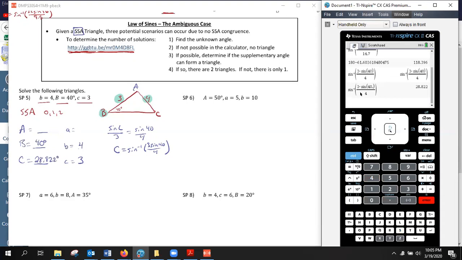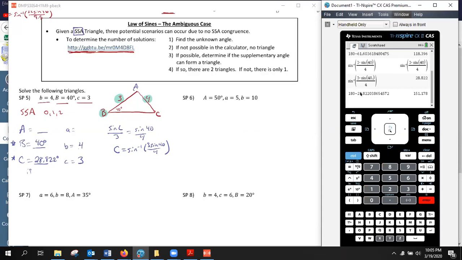Now, this sort of makes sense to me. If you remember doing our check, angle C and side C are both smaller than angle B and side B. So we're keeping those ratios consistent. Now, I told you I'm suspicious that this is only one triangle as opposed to two triangles. So let me see what happens if we decide to take the supplement of this angle. The supplement of this angle is 151 degrees.